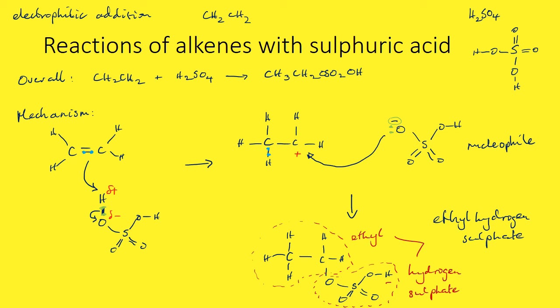Like so. As it happens, in industry you would do a further step to make ethanol by reacting this ethyl hydrogen sulfate with steam, and you get ethanol, and the sulfuric acid would be reformed. And then if you did all the reactions together, because the sulfuric acid is being reformed, it would be considered the catalyst of that reaction.